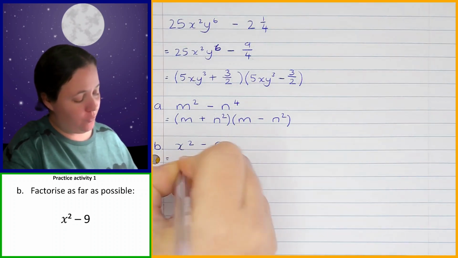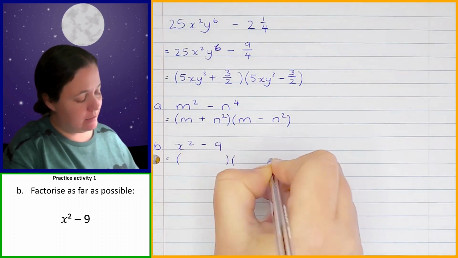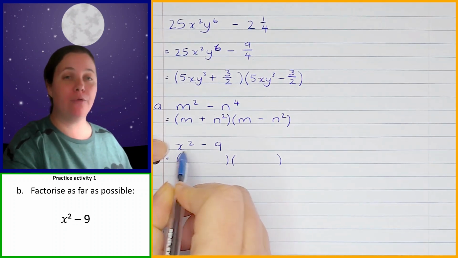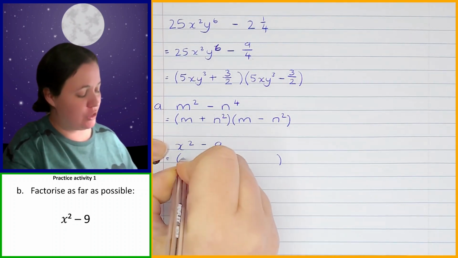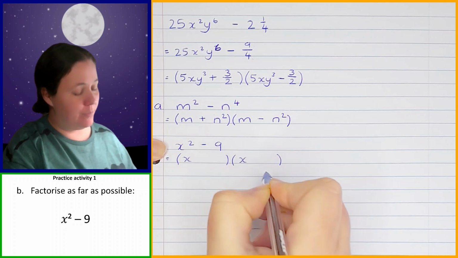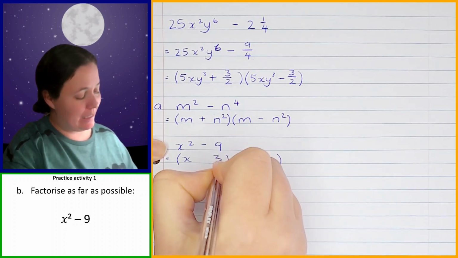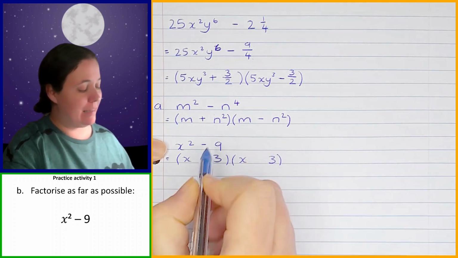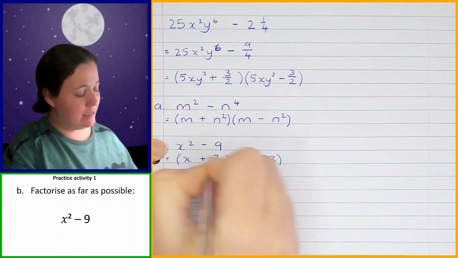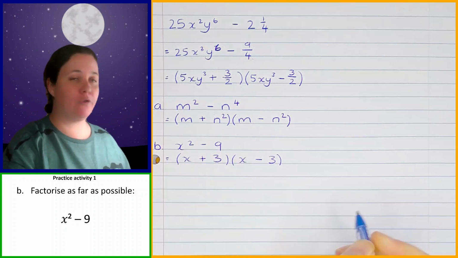I'm going to start off by writing down my two sets of brackets. The square root of x squared is x. That's going to go first into each bracket, and then the square root of 9 is 3, and that goes second in each bracket, and then the brackets get a plus and a minus. That's what you should have got for question B.